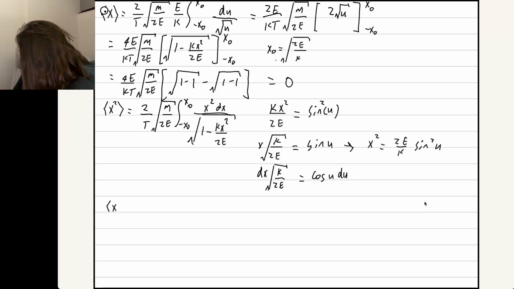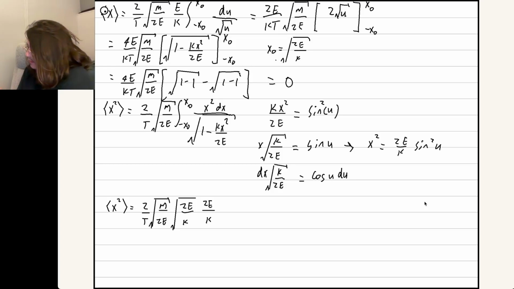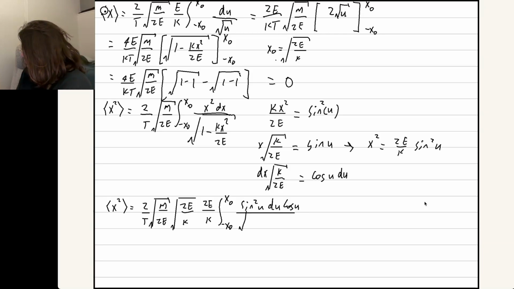So looking at our integral, we have 2 over t, root m over 2e, root 2e over k, and just 2e over k, not in a square root. And then the integral is now sine squared u du times cosine u over the square root of 1 minus sine squared u. Now, 1 minus sine squared u is just cosine squared u. That's a trig identity. And so you find that this term cancels out this term.